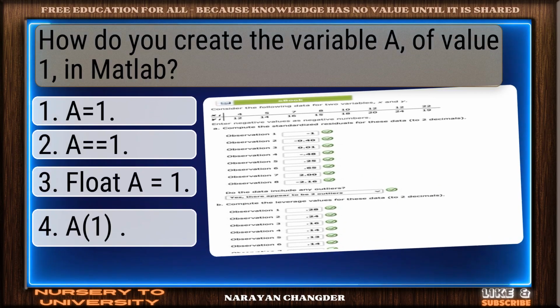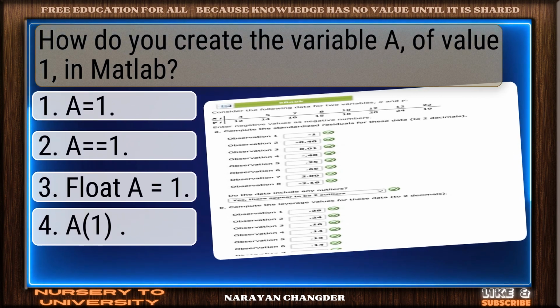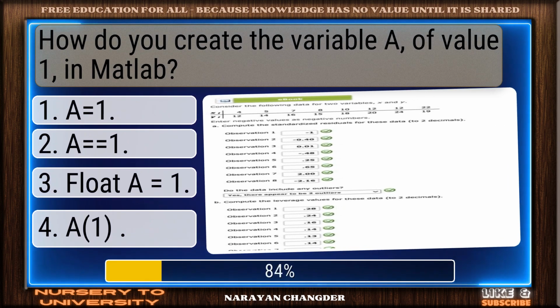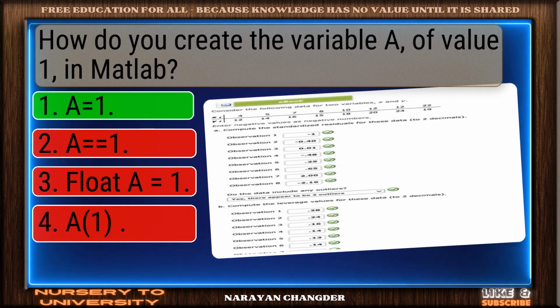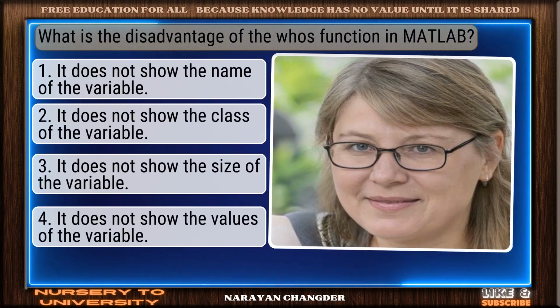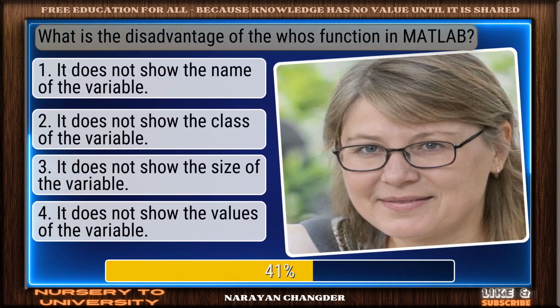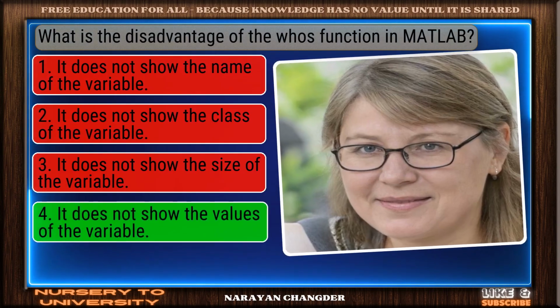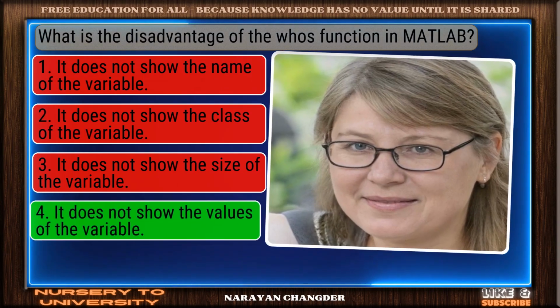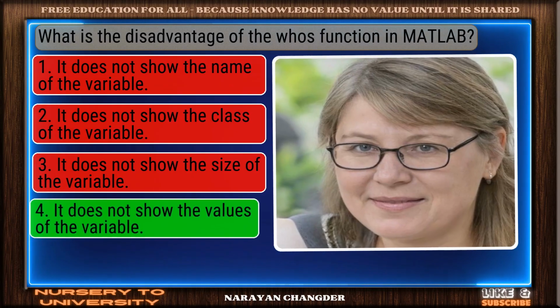Question number 37. How do you create the variable of value 1 in Matlab? Valid point. A equal to 1 is true. Question number 38. What is the disadvantage of the whos function in Matlab? Right choice. It does not show the values of the variable is the best answer.